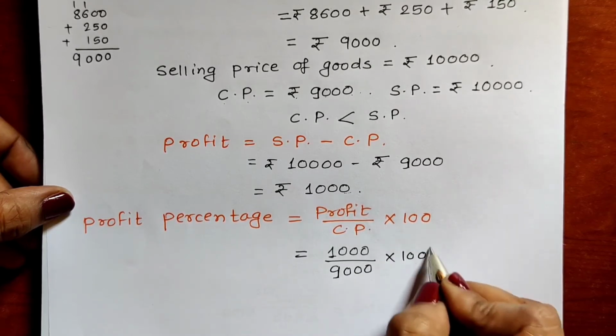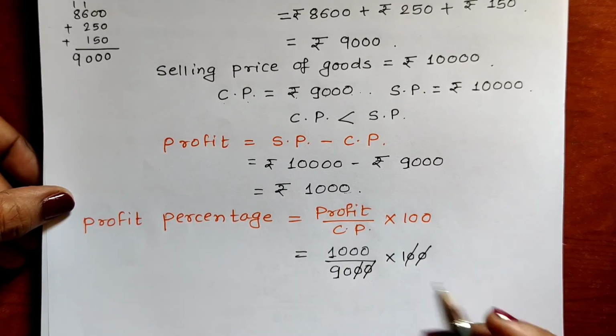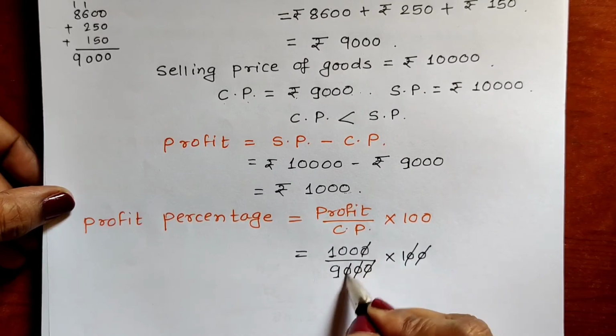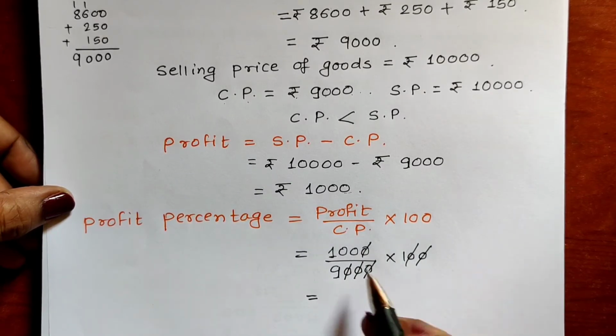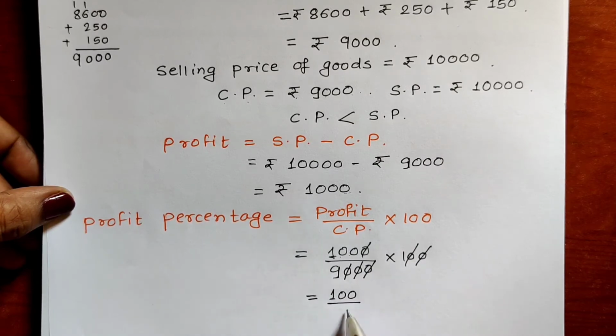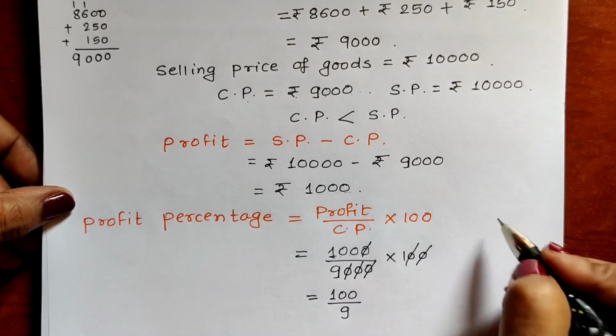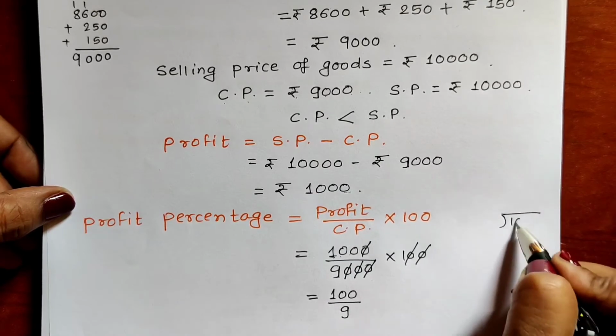Multiply by 100. Cancel the zeros: 2 0 with 2 0 and 1 0 with 1 0. So what is remaining? In the numerator 100 is remaining, and in the denominator 9 is remaining. So 100 upon 9. We have to do this division.